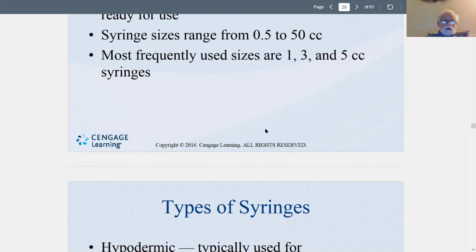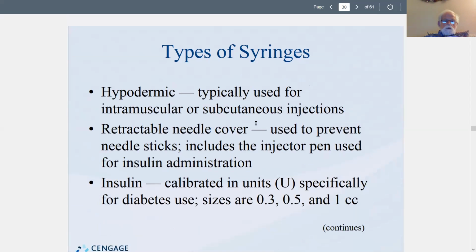In fact, we have lots and lots of designs of syringes. The most common is just a hypodermic syringe that's used for subcutaneous and intramuscular injection. Intramuscular into the muscles, subcutaneous into the adipose tissue layer between the dermal layer and the muscle layer.